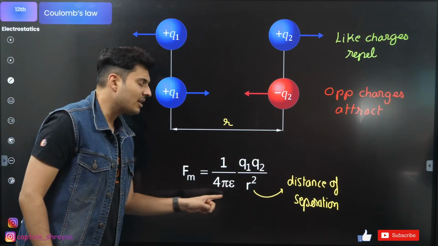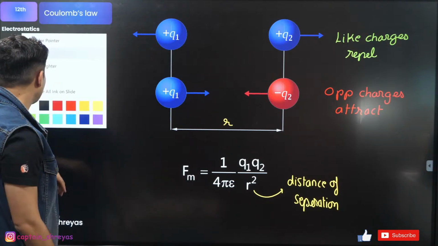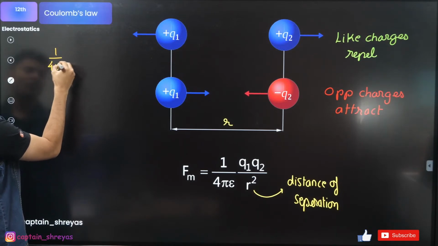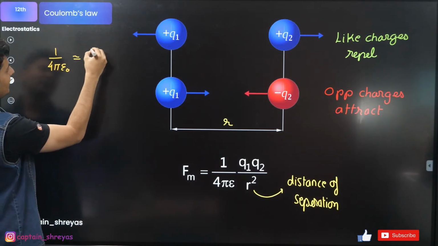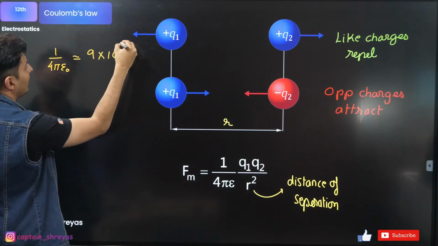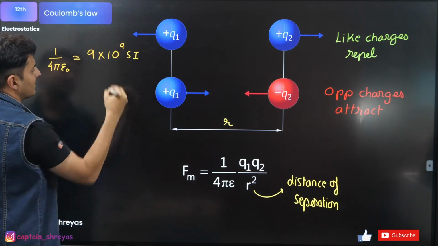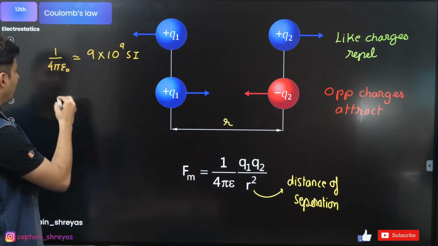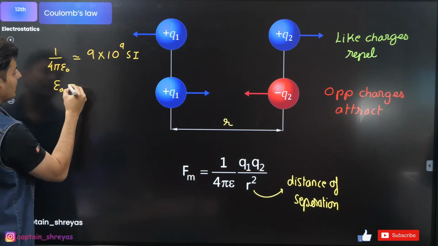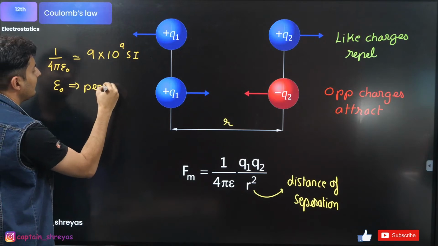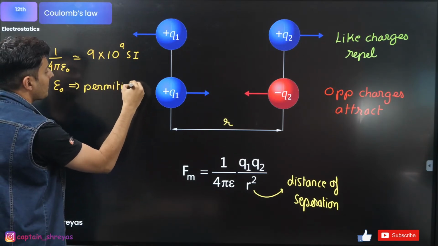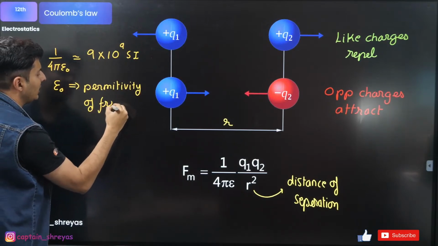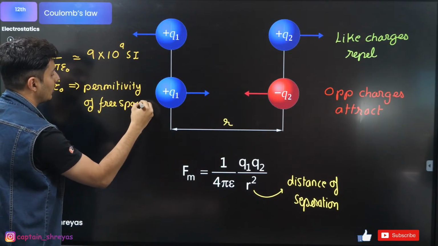Now what is this 1 by 4 pi epsilon naught? That is basically a constant. Let me just put it over here. So this 1 by 4 pi epsilon naught is roughly 9 into 10 to the power 9 SI units. So you can use that as a constant. This epsilon naught is also called the permittivity of vacuum, or you can call it even free space when there is nothing around.